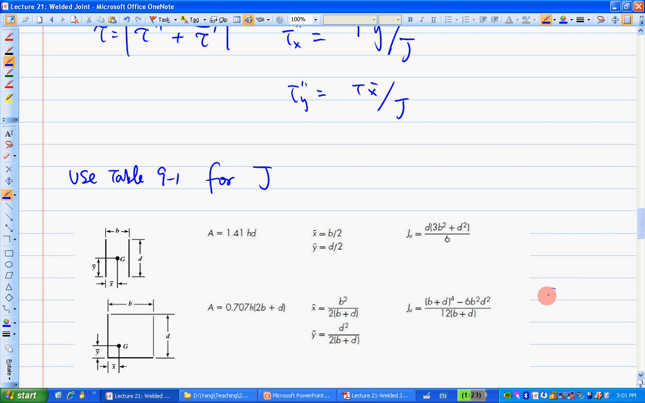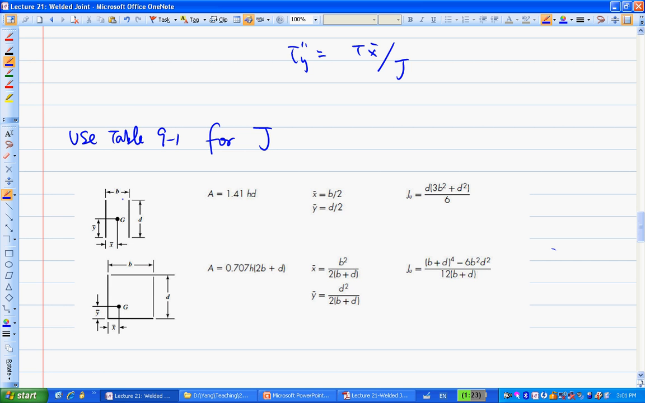Okay. So for example, we have 2 vertical bars here. Now this diagram shows you what the X bar is, what the Y bar is. Basically it tells you the average, or the centroid location, based on the dimensions D and B. So D is the length here, B is the gap between these two. So X bar is half B and Y bar is D over 2, right?